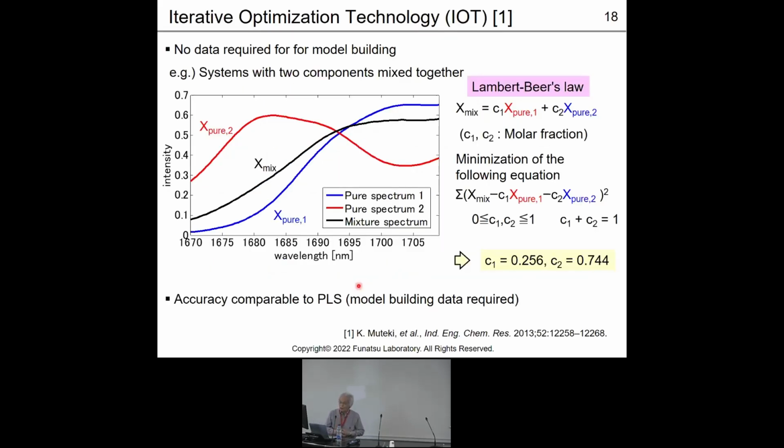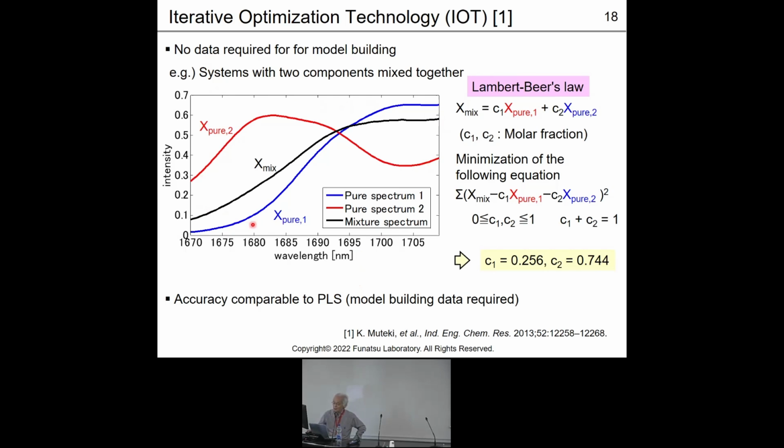So I will show you iterative optimization technology, IOT. This is a very convenient tool. Constructing the calibration model is very time consuming, so everybody wants to avoid such a manner. So IOT doesn't need the work of calibration modeling. So I will show you a brief example.